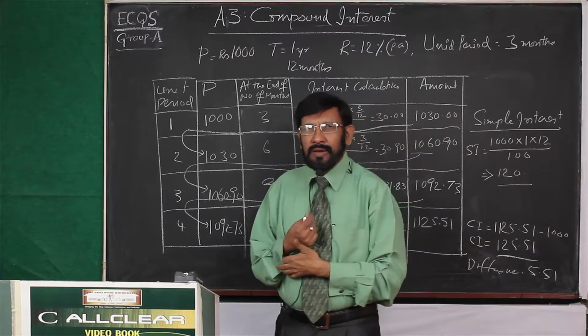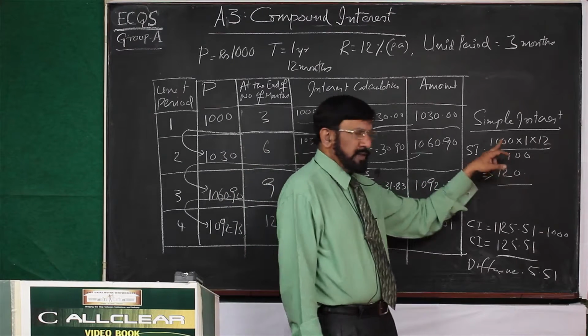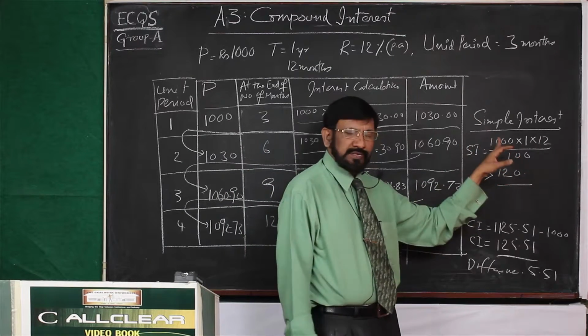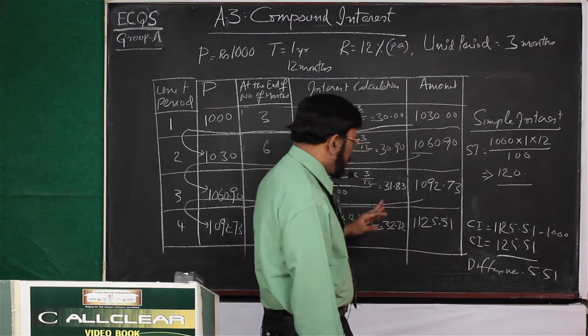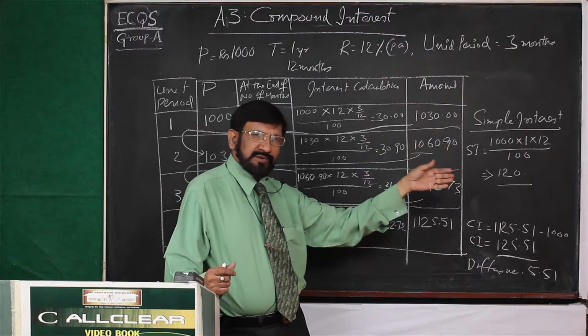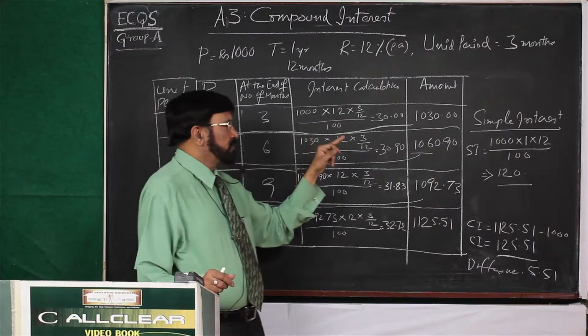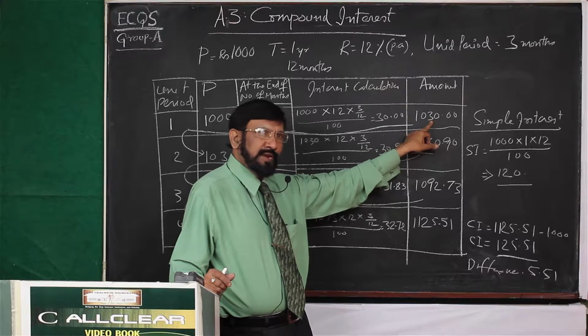From this, what you can understand is that in simple interest, we calculated interest only on the principal. That's why it is 120 rupees. Whereas in compound interest, we are always calculating interest not only on the principal, but also on the accrued interest of the unit period.